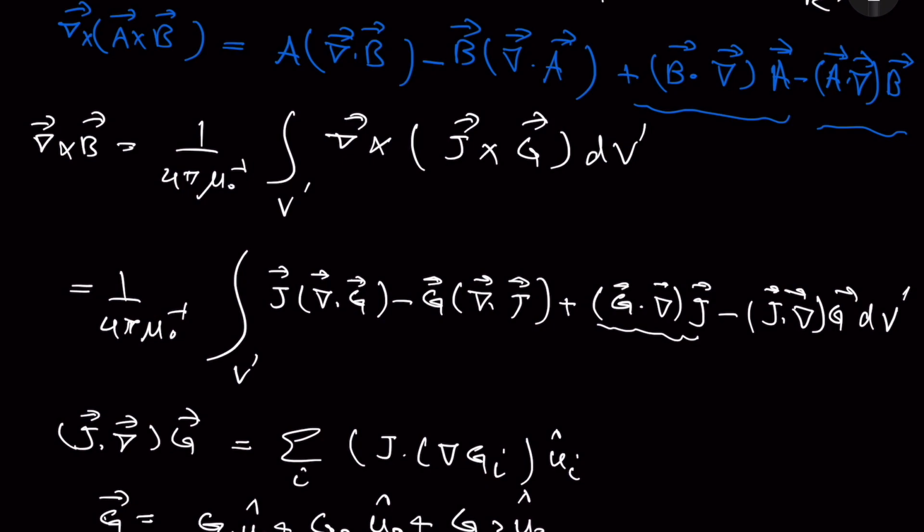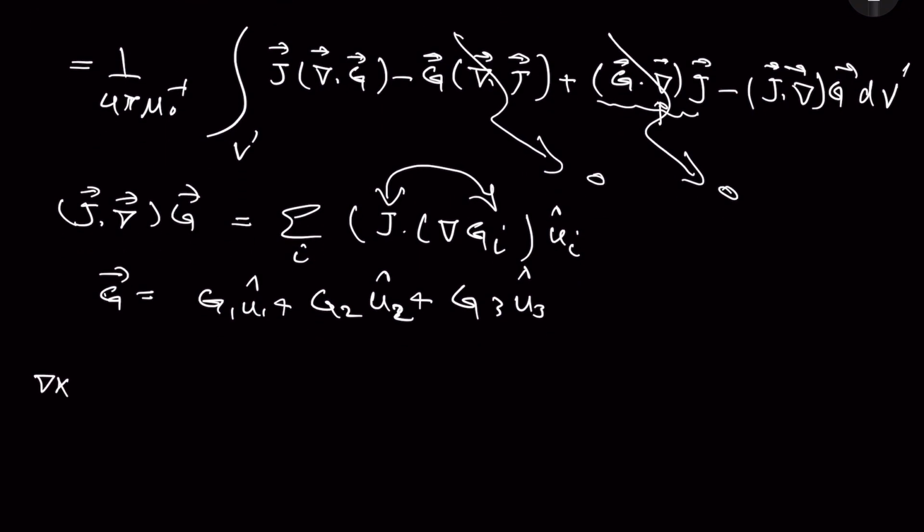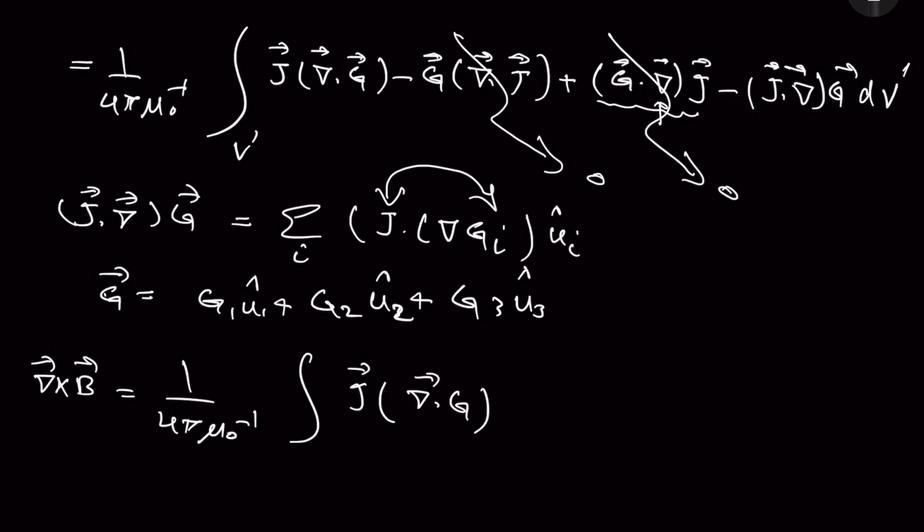And yeah, you see that because this gradient is with respect to the coordinate system of free space, this is going to be reduced to 0. This is going to be reduced to 0. So what we have here from curl of B is basically, again, that constant over there, J divergence of G minus J, right. All right.